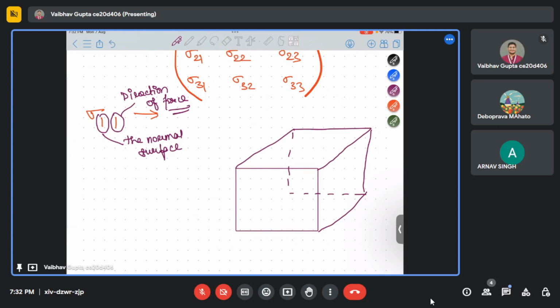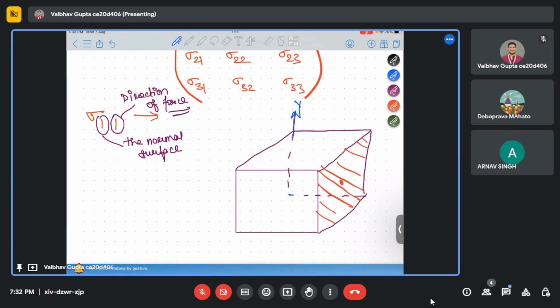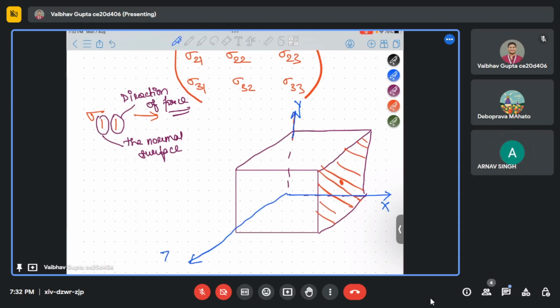So suppose I'll focus on this plane. Then on this surface I'll define the coordinate system as y, x, and z.